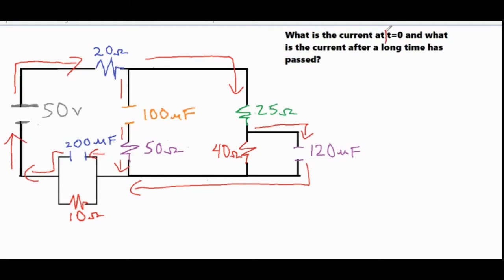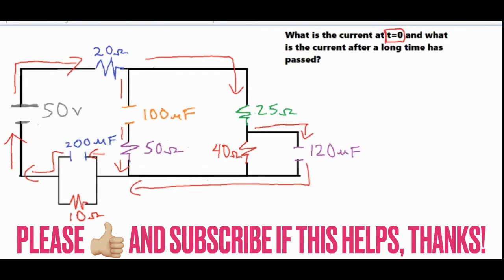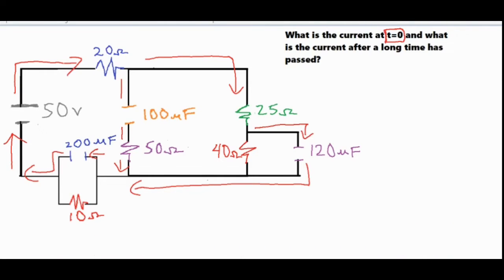So now let's go ahead and find the current as soon as that switch is closed at time equals 0. So let's take a look at how much resistance the charges are going to be going through. So we have 20 ohms plus, and then we have a parallel chunk where it has a 50 and 25 ohm resistor. So let's do a little side calculation here.